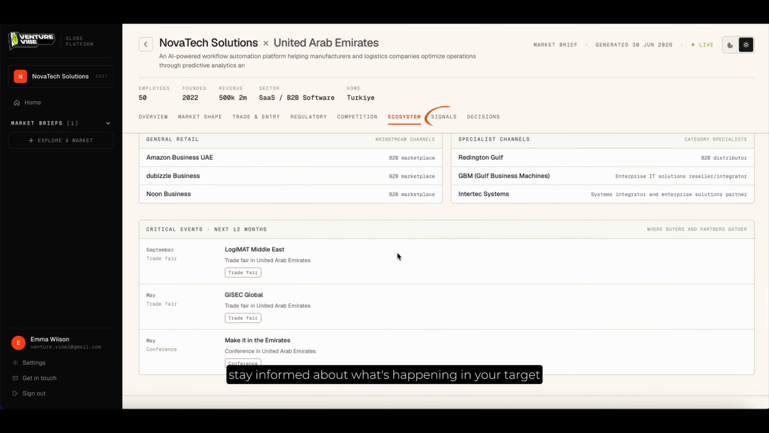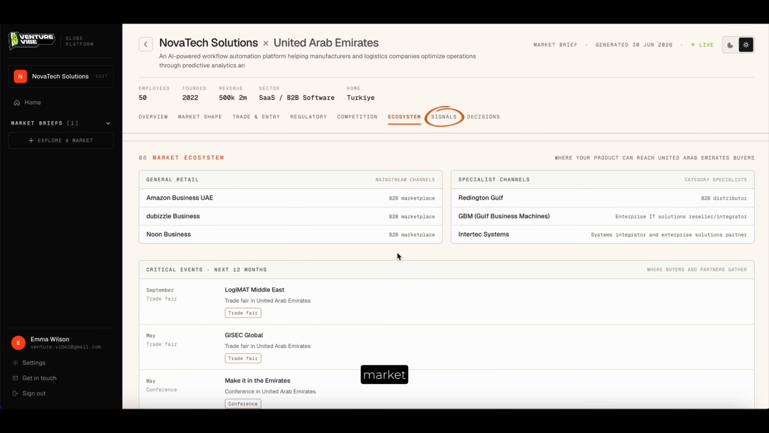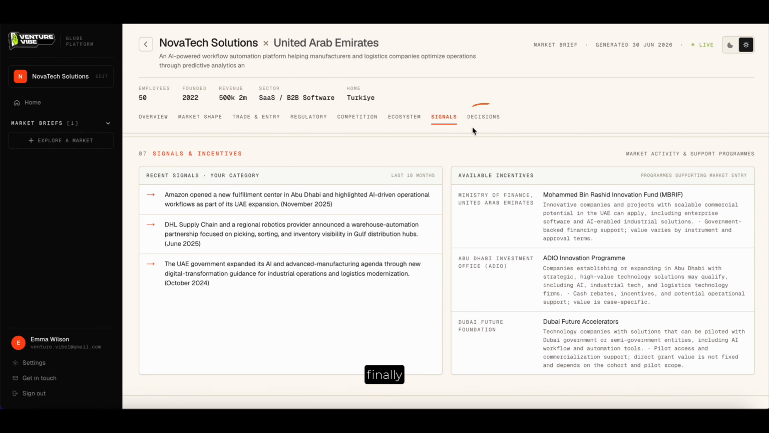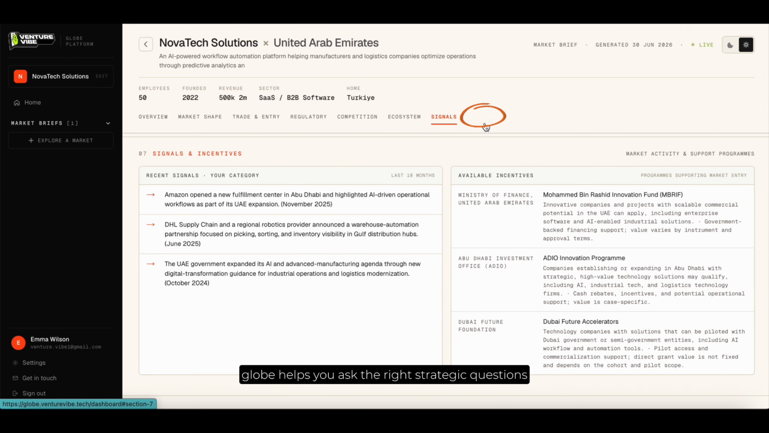Signals and incentives. Stay informed about what's happening in your target market. This section highlights recent market developments, industry signals, government initiatives, available grants, incentives, and acceleration programs relevant to your sector. Finally, Globe helps you ask the right strategic questions.